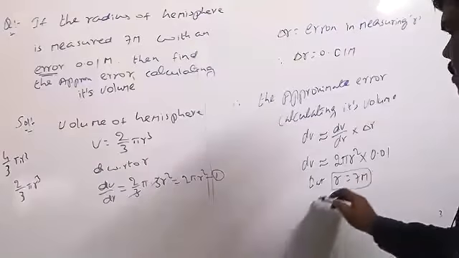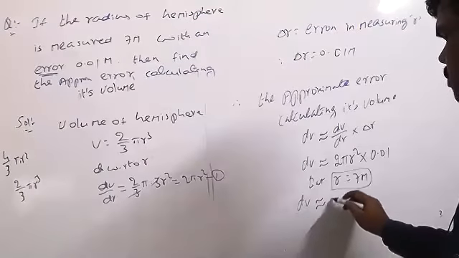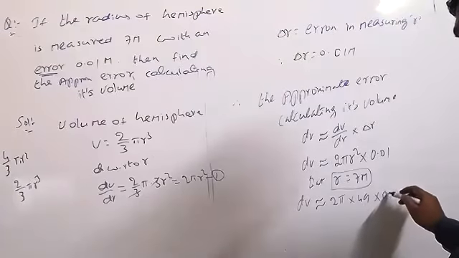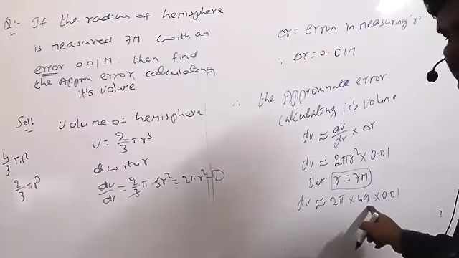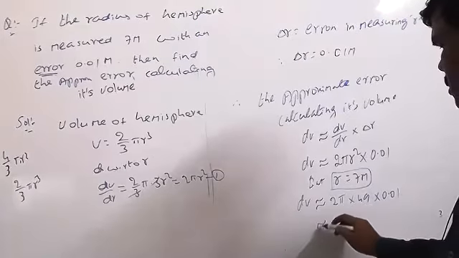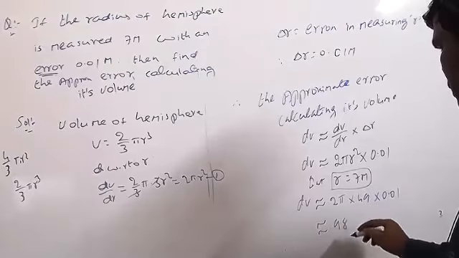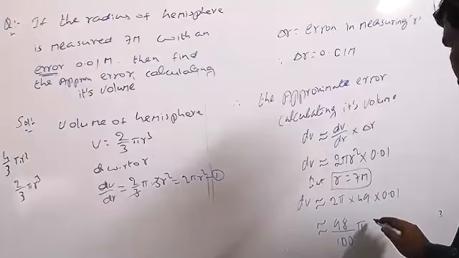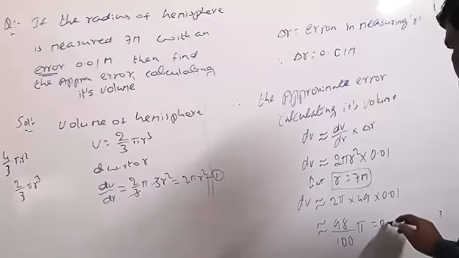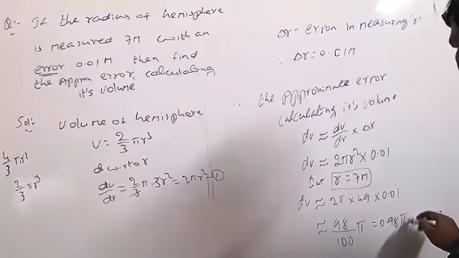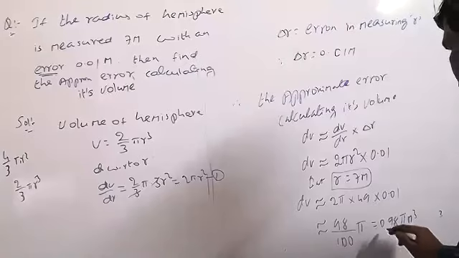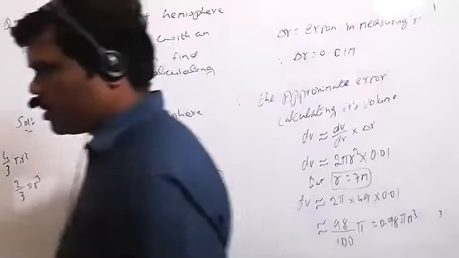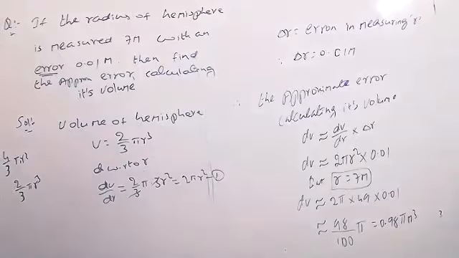Radius equals 7 meters. So dV is approximately 2 pi into 49 into 0.01. 2 into 49 is 98, so 98 by 100 pi, which you can write as 0.98 pi meter cube. That is the answer.